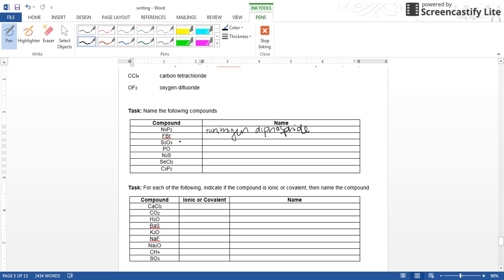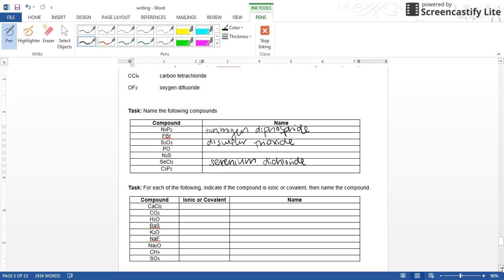All right, we're going to skip the next one here. We're going to look at this one. So we've got S2O3. That would be disulfur trioxide. All right, and then keep going. Let's try this next one. We'll do this one down here, SeCl2. That'd be selenium. Notice it's not monoselenium. And then dichloride, and so forth.